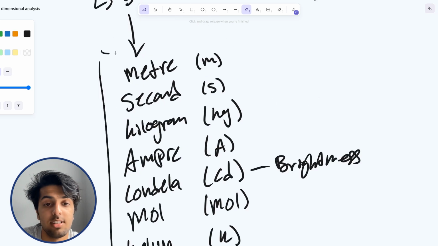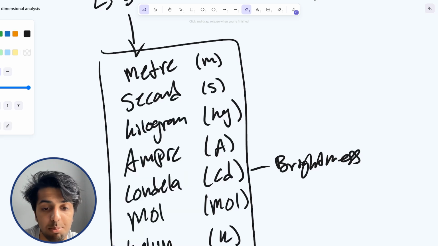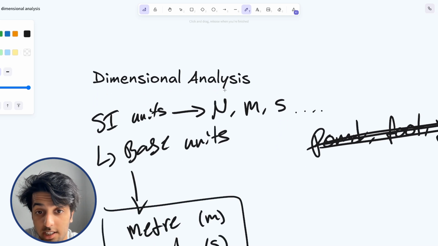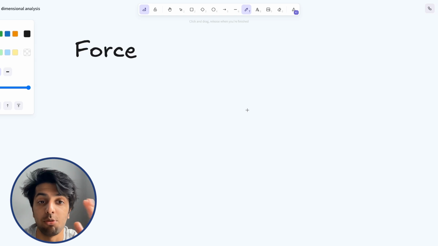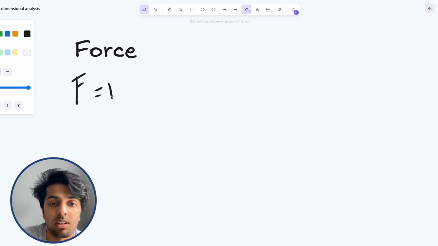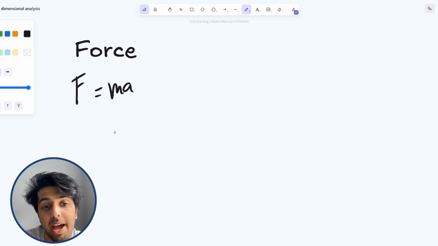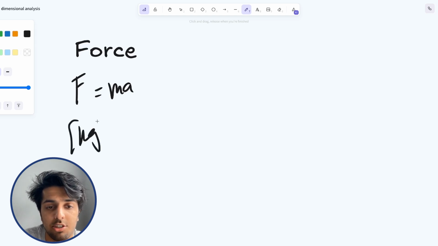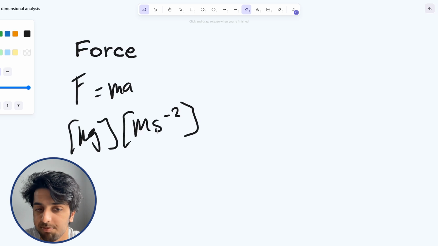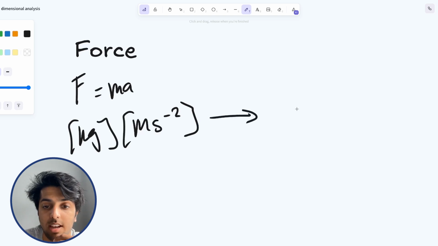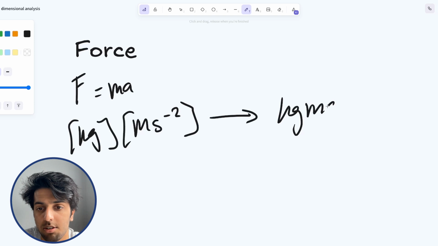All of our dimensional analyses will be made up of these base units. So we won't be using the SI units like Newton, we'll be using all of these, right? So if we start off simple, the dimensional analysis for force. We know that force is equal to ma, and the base unit for mass is kg, right? And the base units that make up acceleration are meters per second squared, right? We know that, that's simple, that's our units for acceleration anyways, right? And so combining this, we get kg meters per second squared, right?